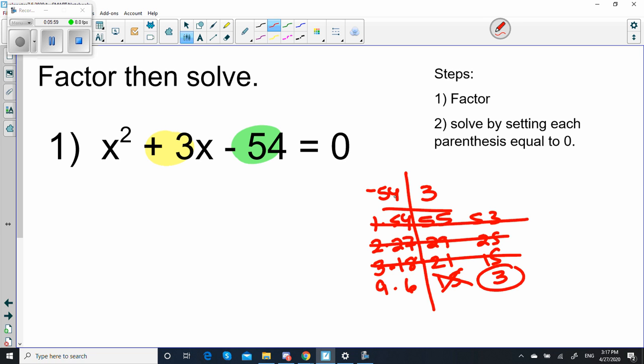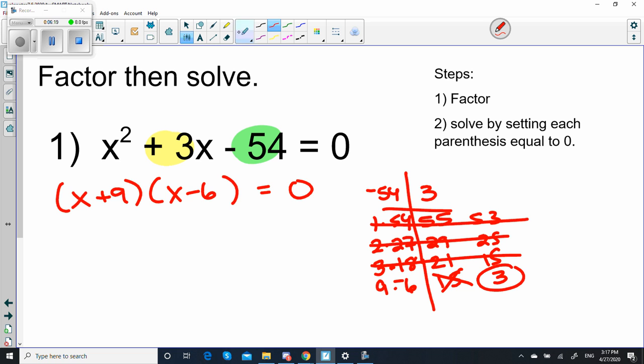So I know it's negative 54, so one of these has to be negative, only one. And when I add them, it needs to be a positive 3. So it's going to be the smaller one that's negative, because I want the bigger one to take the sign. So then I can put them up here. x plus 9 and x minus 6 is the factored form of that quadratic.